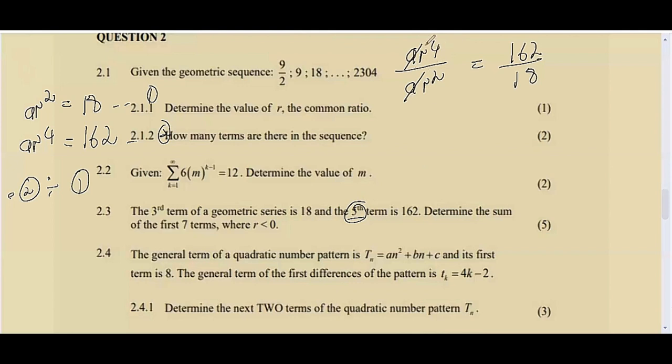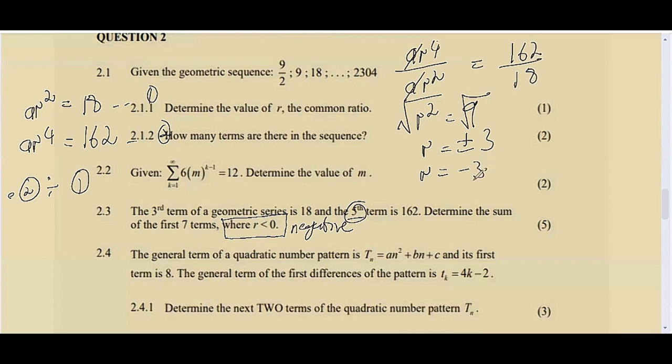But then what will happen here? We are dividing, the bases are the same. So we have to subtract the exponents. So that's R squared. But then what is 162 divided by 18? So that gives us 9, right? Now, if we take the square root of both sides, then our R is equal to plus or minus 3. But let's look at the condition where R is less than 0. So that means your R must be negative. So our value for R here will be equal to negative 3, right?